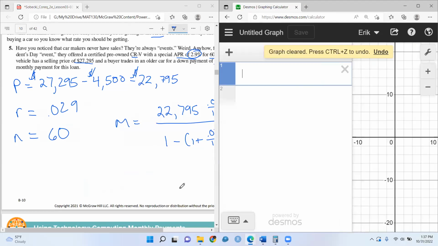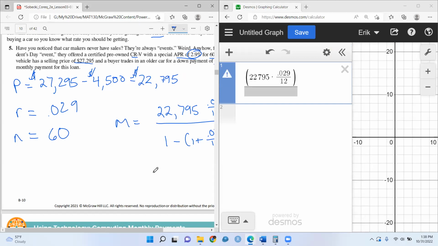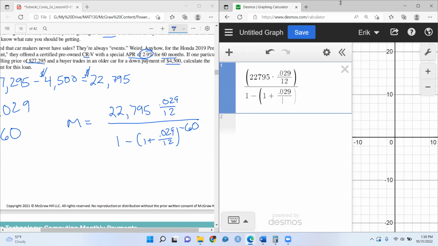Okay, so I am typing in here the 22,795 times 0.029 divided by 12. Now, if you want it to look like the fraction, which I think you should, I'm doing Shift 0 to put parentheses, and Desmos automatically does parentheses around that. You could hit this fraction button, or you can also just hit divide, and then you're into a setup that looks like how I have it written out. So 1 minus parentheses 1 plus 0.029, divided by 12.